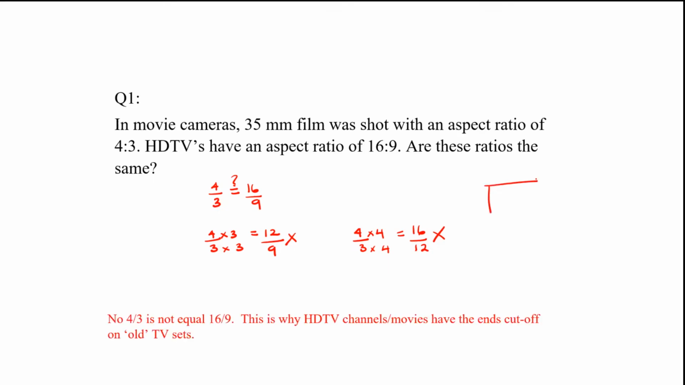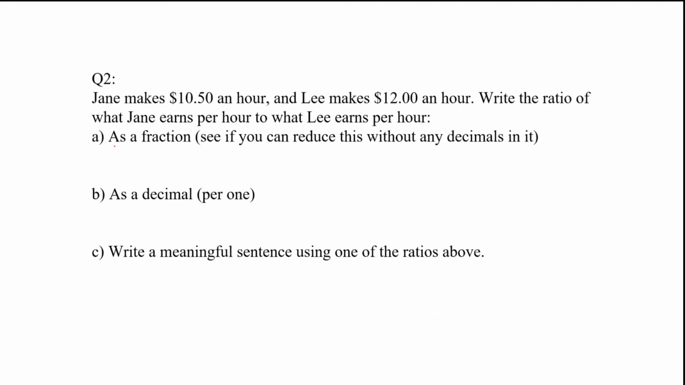And we can see that in the types of movies or content that we watch, that if the ratio is 4/3 and our TV is showing the video in the ratio 16 ninths, then we end up seeing just a portion of the video where the ends of it are just black screens. In this example, we are told how much Jane earns. And so we can express that as a ratio as well. So if Jane earns $10.50 an hour and Lee earns $12, then we can express this as a fraction.